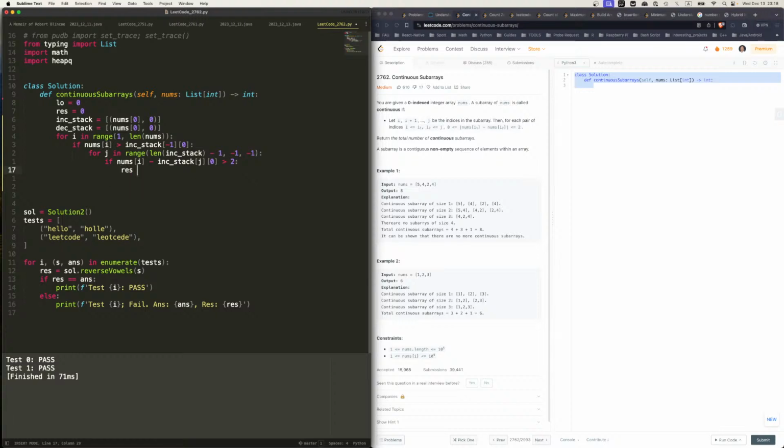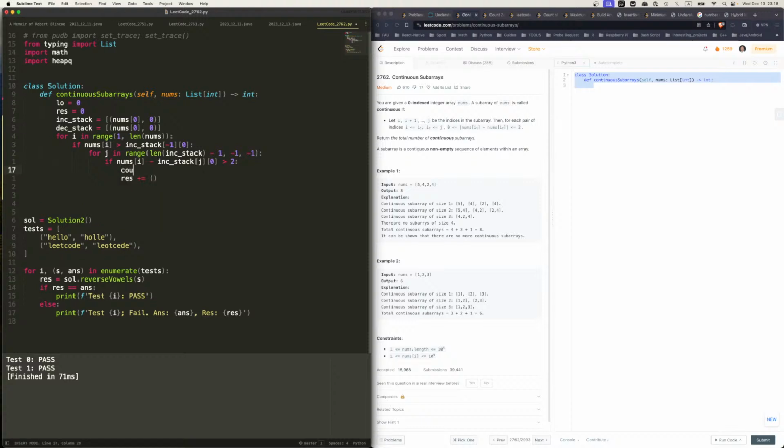So res shall plus equal to, right? So from low all the way to increasing stack j, actually 1 to that index. Everything in this is all good. Everybody inside this is all good. So we're gonna say count, the number count shall equal to increasing stack j[1], right? That minus low plus 1. This is the total count.